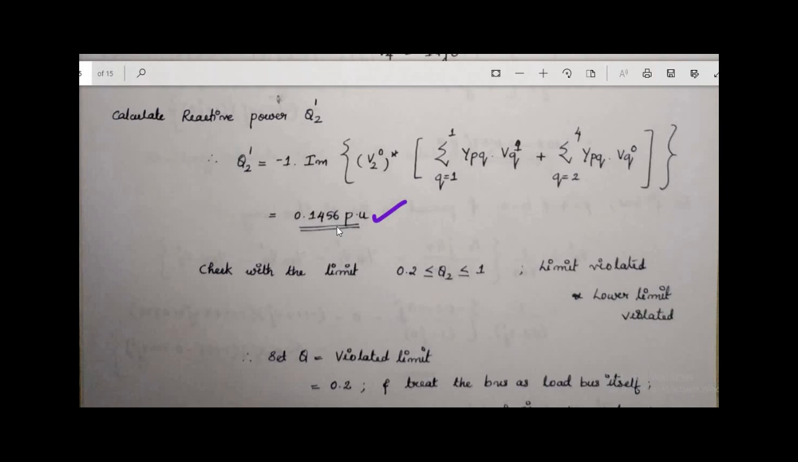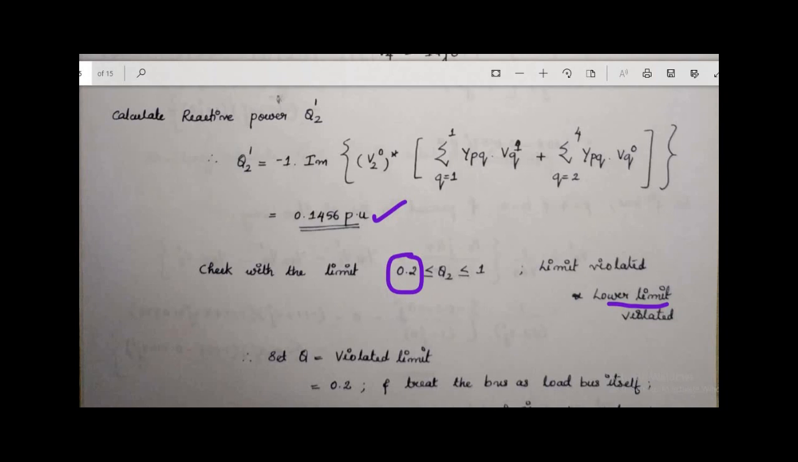Now what was our next step? Our next step was to compare it with the limit, check with the limit. Now, yes, this value is less than 1, but this value is not greater than 0.2. So that means our limit is violated. Now, which limit is violated? Is this limit violated? No, this limit is satisfied because your reactive power is less than 1. This is okay. Now, what about this limit? Your reactive power is not greater than 0.2. So, which limit is violated? This limit, which means the lower limit is violated.